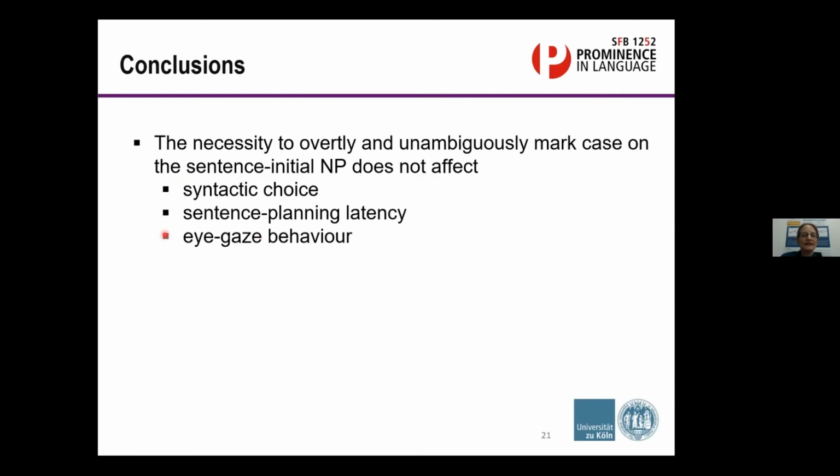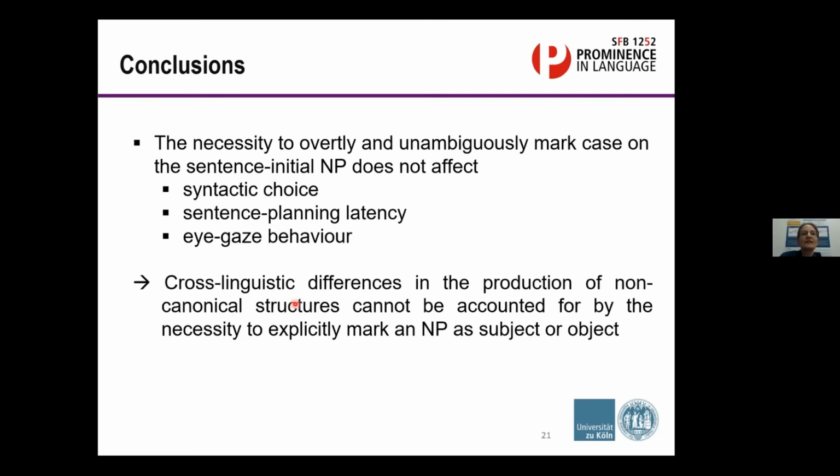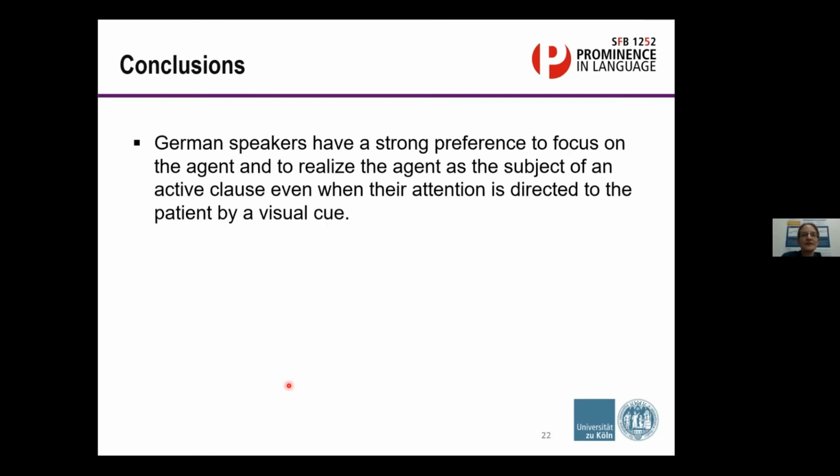So then, let's come to the conclusions. We saw that the necessity to overtly and unambiguously mark case on the sentence initial NP does not affect syntactic choice, sentence planning latency, and eye gaze behavior. Thus, our findings are consistent across measures. Hence, cross-linguistic differences in the production of non-canonical structures cannot be accounted for by the necessity to explicitly mark an NP as subject or object.